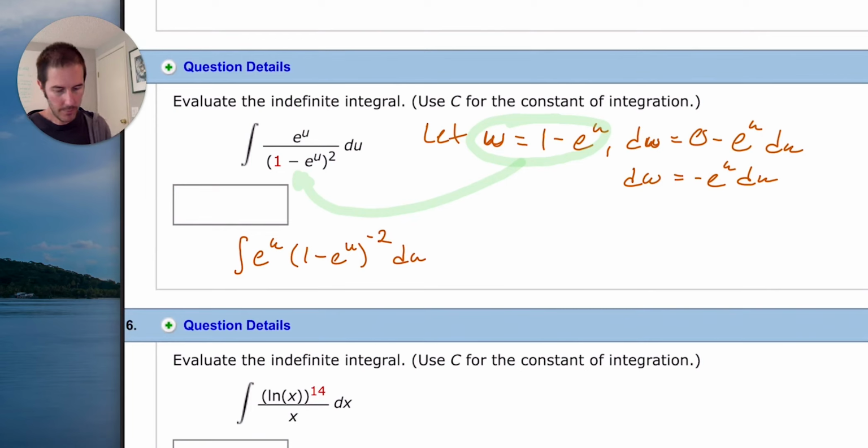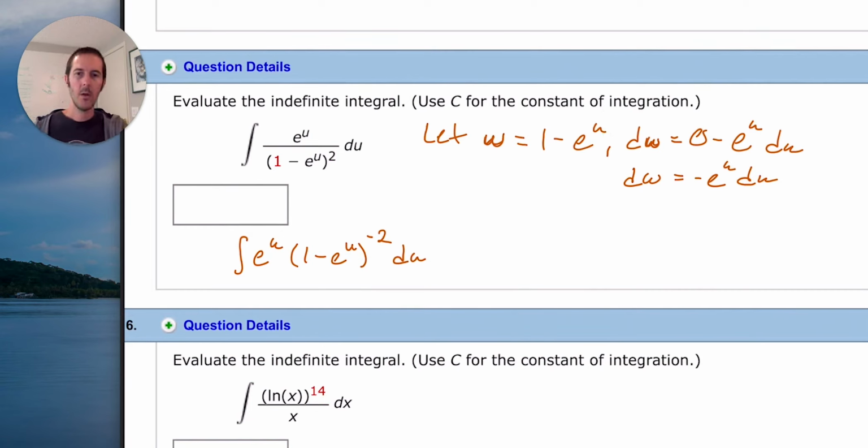Okay, so if that's true, I'm stuck with that. Can I get it? Got it. All right, let's make a substitution now. Let's make both substitutions. We know that there are always two. W is going in for this 1 minus e to the u.